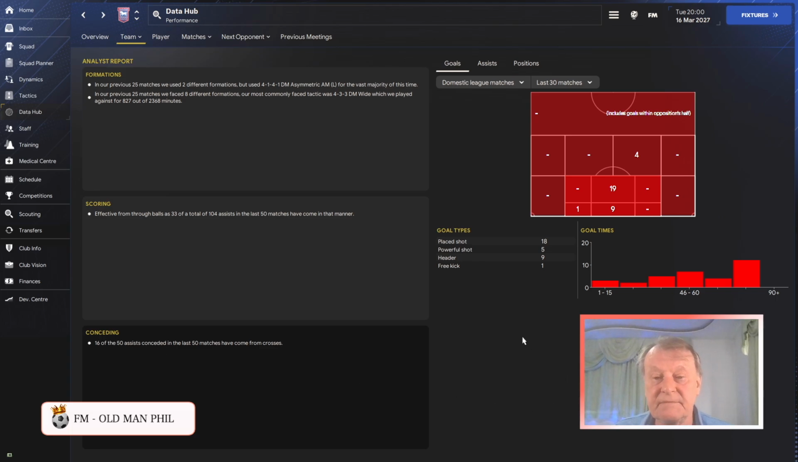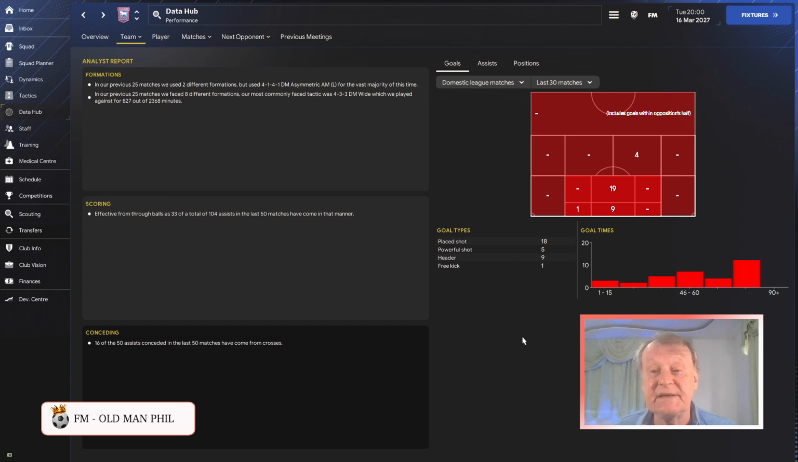And you can see that we concede a lot of goals from the middle of the penalty area. Too many from the 6-yard box and 10 from the penalty spot. Not so many from outside the box. Only 4 in the last 30 matches have been scored from outside the box. So that's a pretty good record. Placed shots 18 and powerful shots only 5.